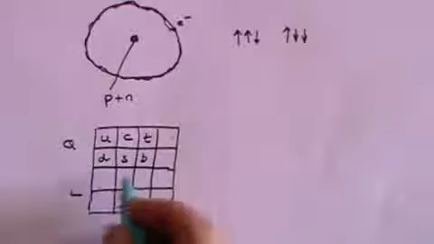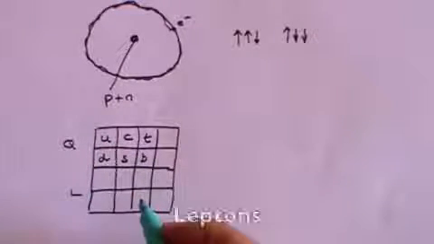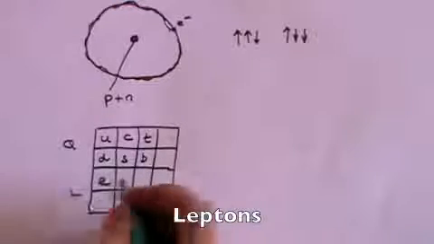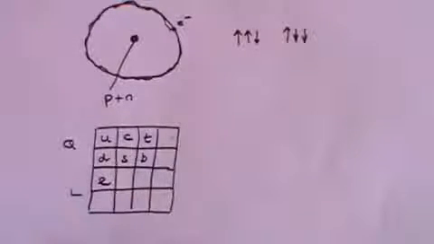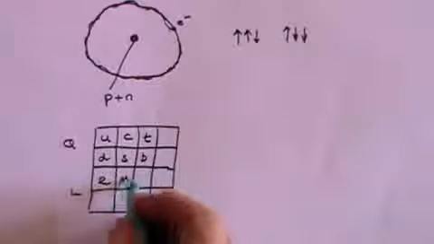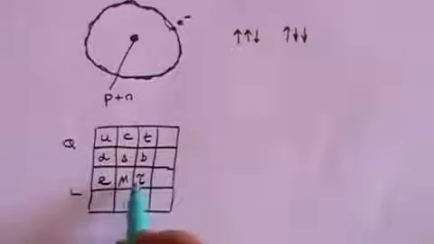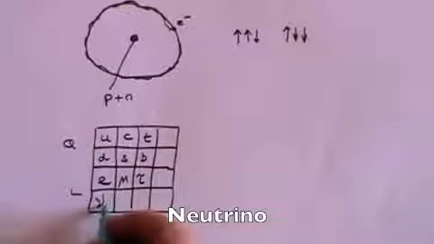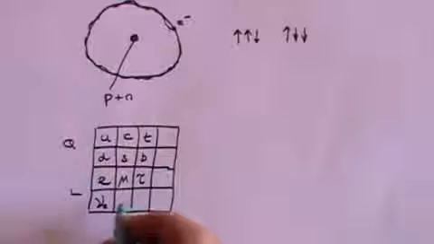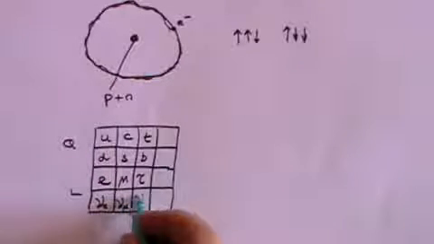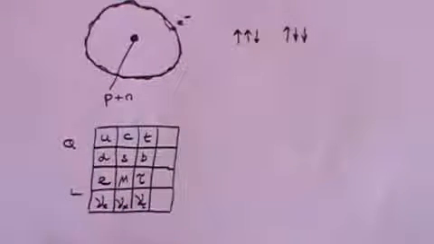Then the bottom part of the table is for what's called the leptons. Now, the most well-known lepton is an electron. But just like the quarks, there are 2 versions that are heavier than an electron. They're heavy electrons. One is called the muon, and one is called the tau. And each of these 3 particles has what's called a corresponding neutrino. So there's the electron neutrino, there's the muon neutrino, and there's the tau neutrino.